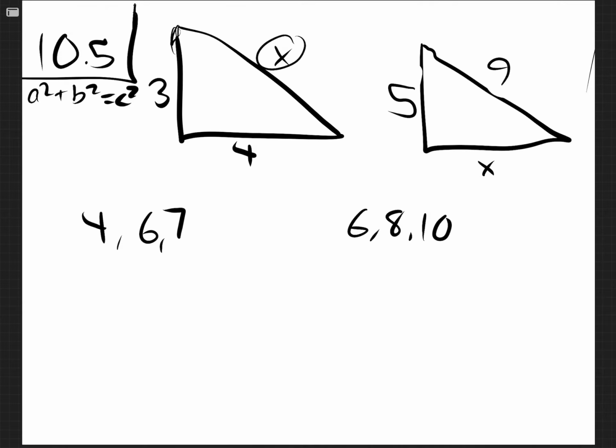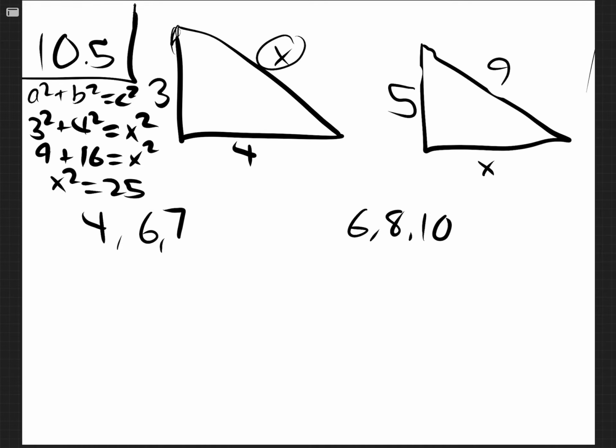Since the two legs are a and b, 3 squared plus 4 squared equals x squared. 9 plus 16 equals x squared equals 25. And then you square root both sides, x equals 5. Now that was really simple. You just have to use a squared plus b squared equals c squared, and that's all you need to do. Let's move on to the next example.